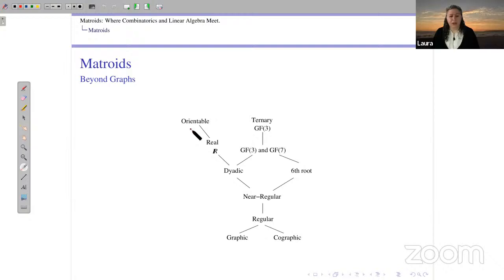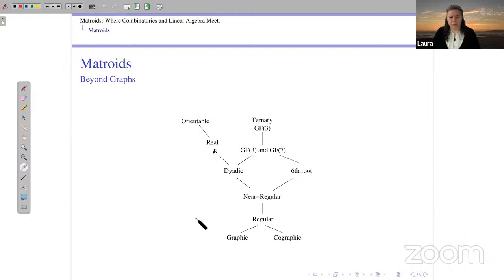So what can we do now that we have all of this? Can we maybe take some of our problems from graph theory and try to push them into any of these other bigger classes of matroids and see if any of those things make sense, or if we gain anything by having done all of this abstraction and generalization?